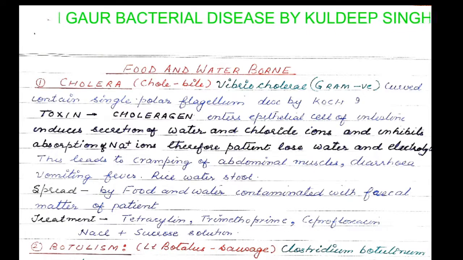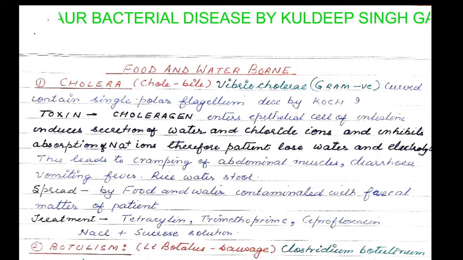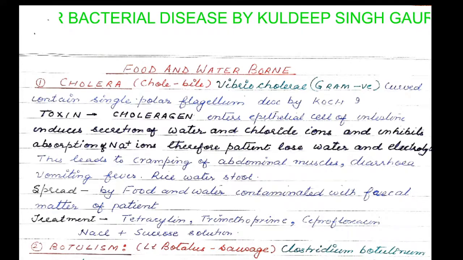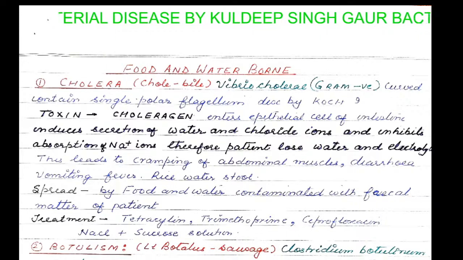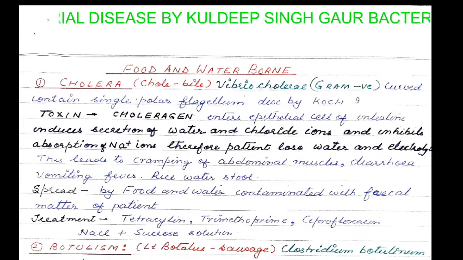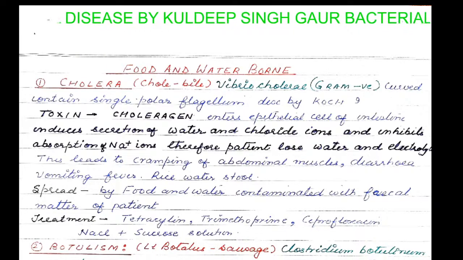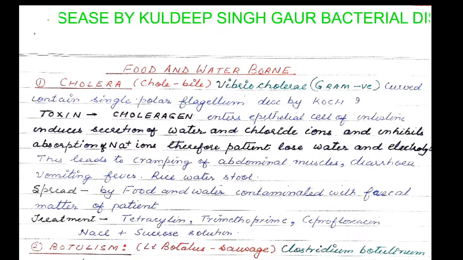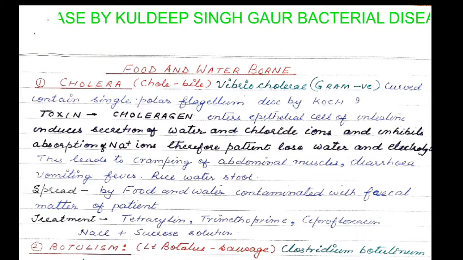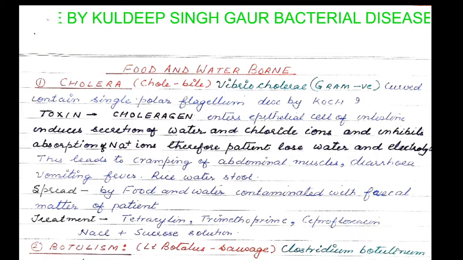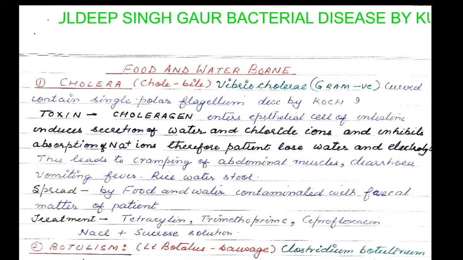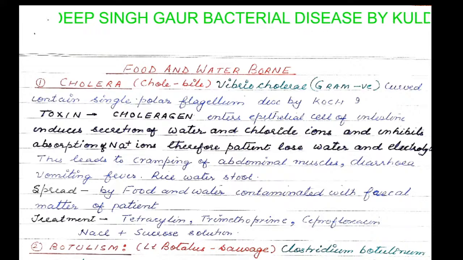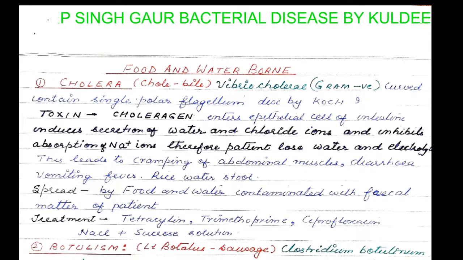The toxin produced by Vibrio cholerae is choleragen, which enters the epithelial cells of the intestine and induces the secretion of water and chloride ions. It also inhibits the absorption of sodium ions. Therefore, the patient loses a lot of water and electrolytes and suffers great dehydration.